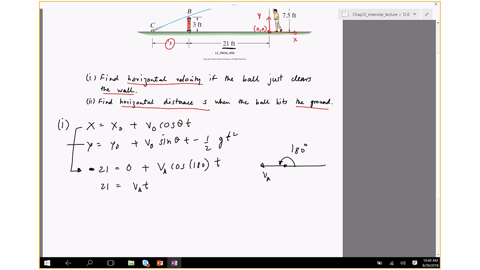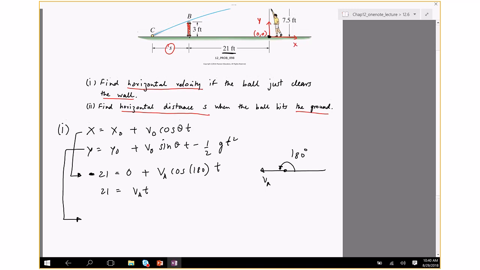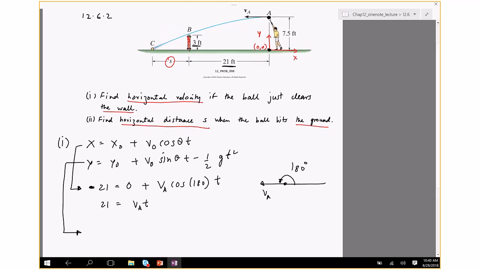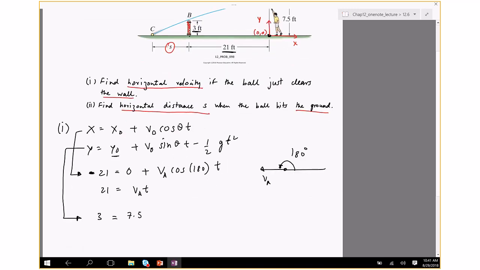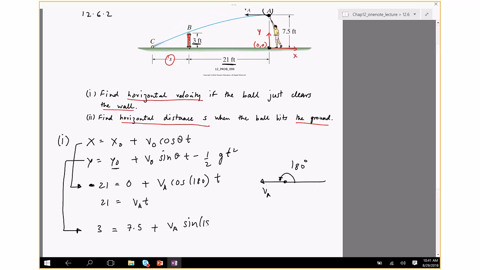Then let's take the other expression and sub in the values for y, y0, and so on. y is the distance of B along the y-axis from the origin, so that's 3, and it's positive because upwards. y0 is the initial position of the ball at A, so it's 7.5, positive because it's upwards. VA is unknown. Sine of the same angle, 180 degrees, times t, minus half. In this case, gravity is in feet.